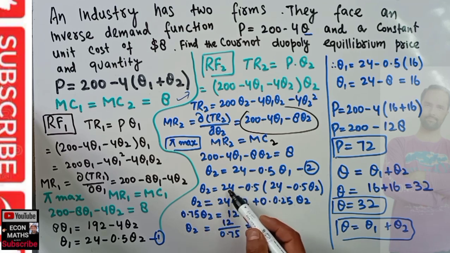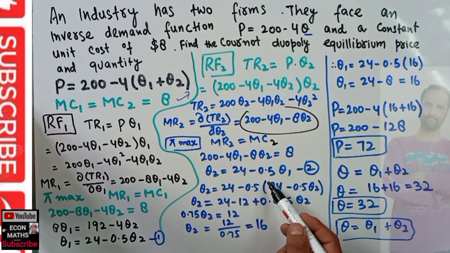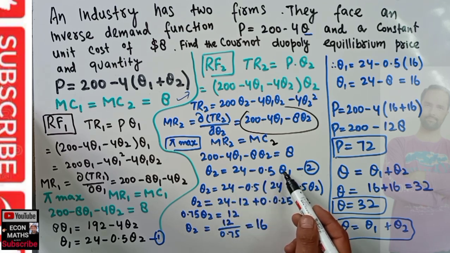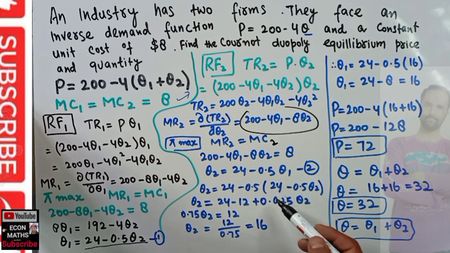So we have Q2 is equal to 24 minus 0.5, and in place of Q1 we write this stuff: 24 minus 0.5 Q2. So Q2 will be equal to 24 minus 12 plus 0.25 Q2. Okay, solving for Q2, 0.75 Q2 is equal to 12, or Q2 will be equal to 16. That means the output decided by firm 2 will be equal to 16.